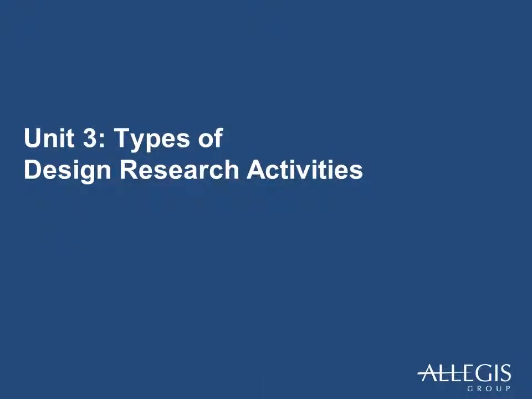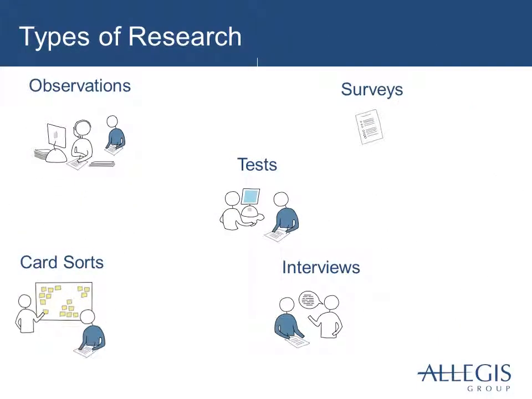So Unit 3 discusses some of the types of design research activities that we may do. There's many more methods and practices, but I want to highlight some of the critical ones. So for any person who's involved in the project, they can get involved in any one of these things, but we do have dedicated folks to work with end users.